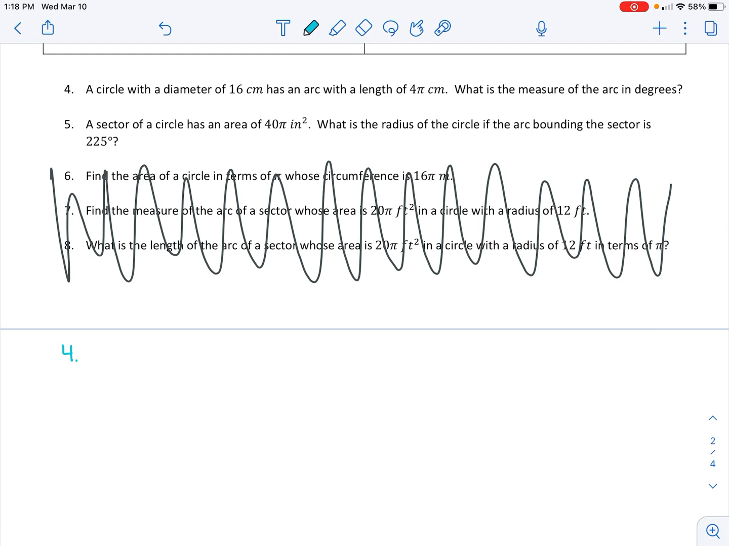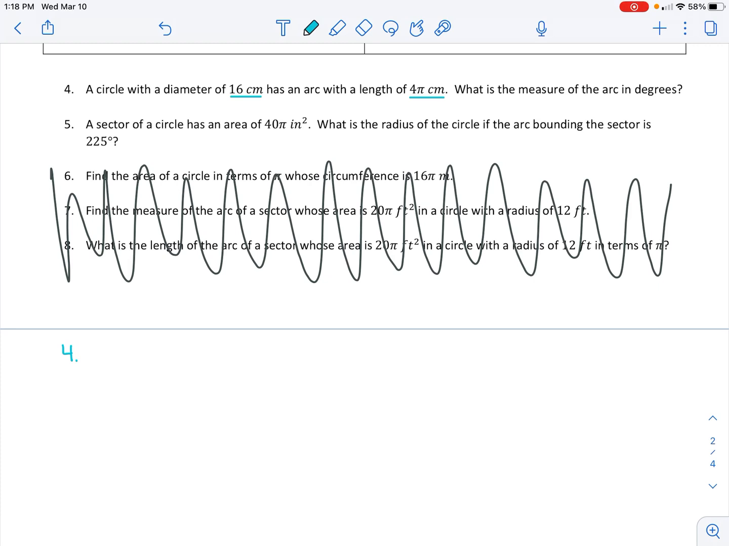Number 4 tells us that a circle that has a diameter of 16 centimeters, so that's good information, has an arc with a length of 4 pi centimeters, and that's more good information. So it says, what's the measure of this arc in degrees? So it says an arc with a length.